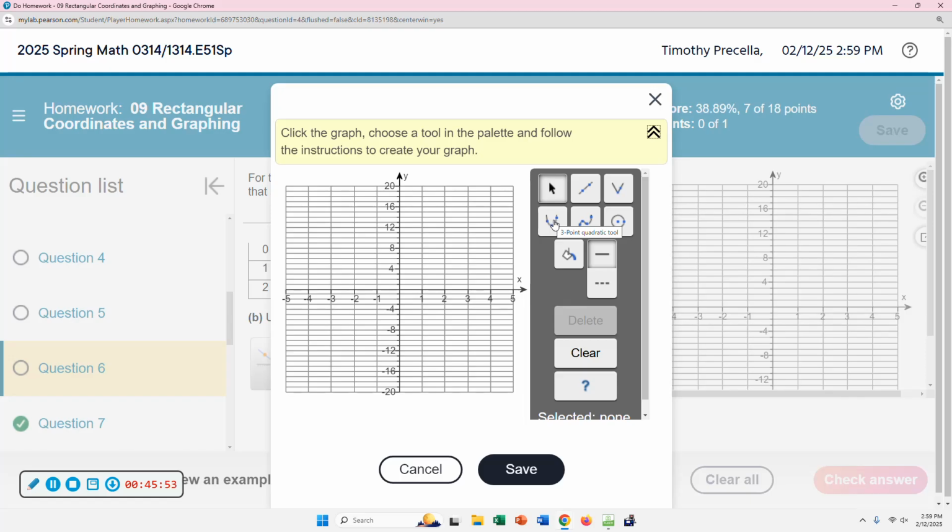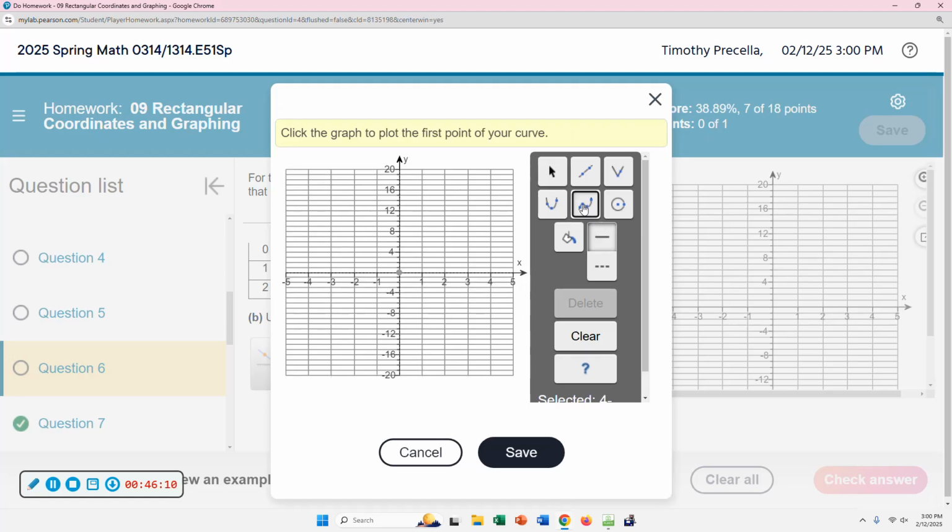How many points do we have? How many ordered pairs do we have? 4. There it is. Hover over this. 4-point cubic tool. You're using 4 ordered pairs, and it's a cubic. So you click the graph of the squiggly. We'll call that little shape a squiggly for lack of anything better to call it. There's no fancy name like parabola.